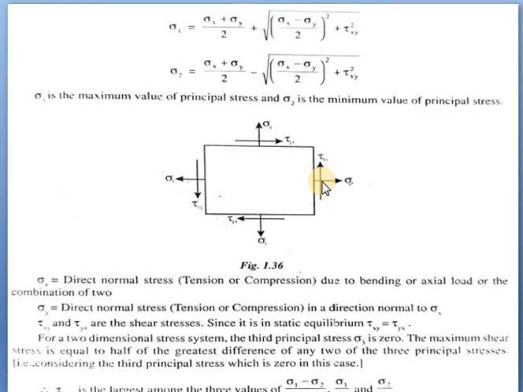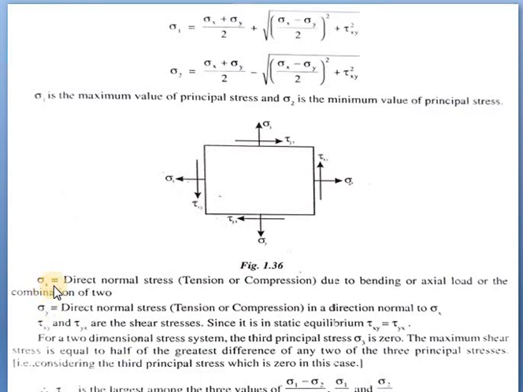The principal stresses can be obtained by the relations: sigma 1 is equal to sigma x plus sigma y divided by 2, plus root of (sigma x minus sigma y divided by 2) whole square plus tau xy square. Sigma 2 is equal to sigma x plus sigma y divided by 2, minus root of (sigma x minus sigma y divided by 2) whole square plus tau xy square. Here sigma 1 indicates the maximum value of principal stress, also known as the maximum principal stress, and sigma 2 indicates the minimum value of principal stress, also known as the minimum principal stress.